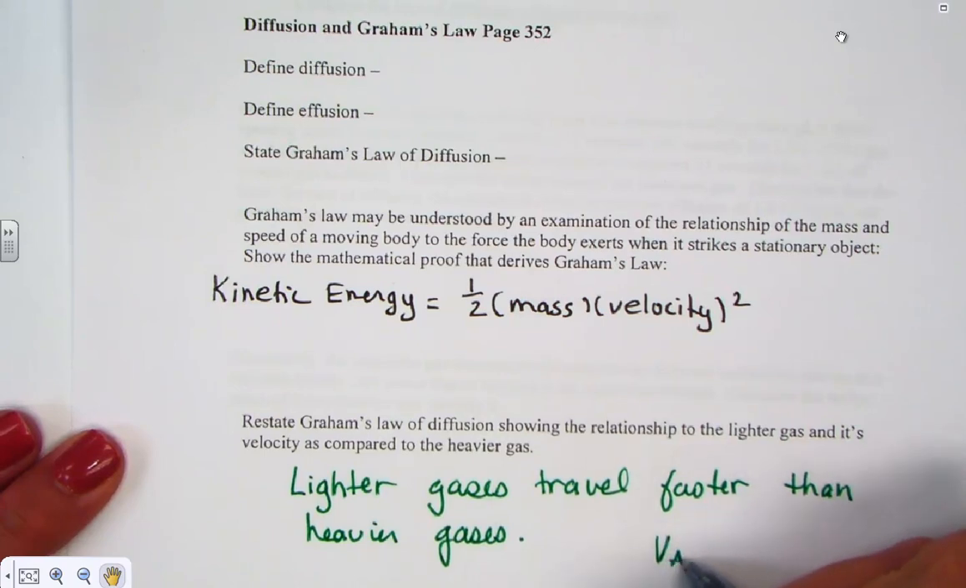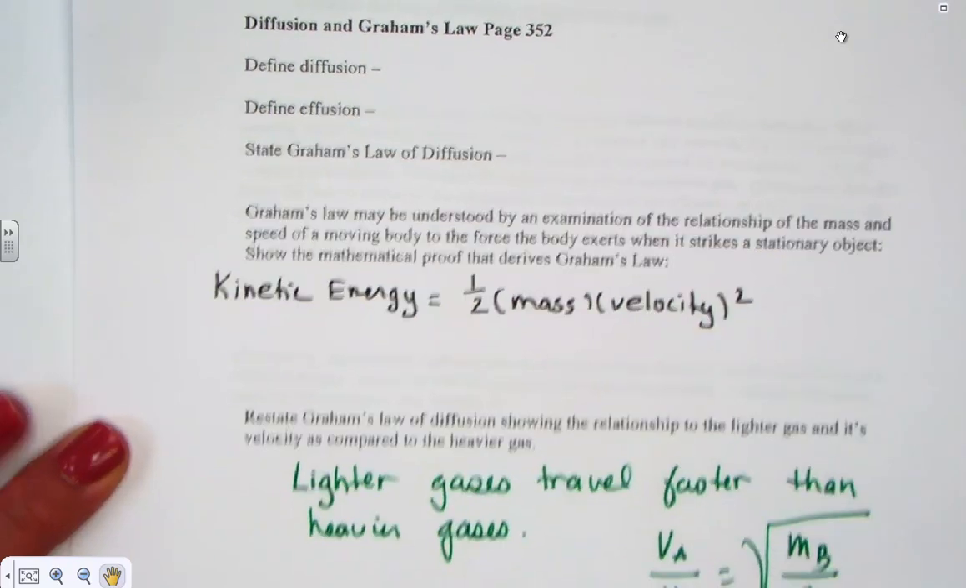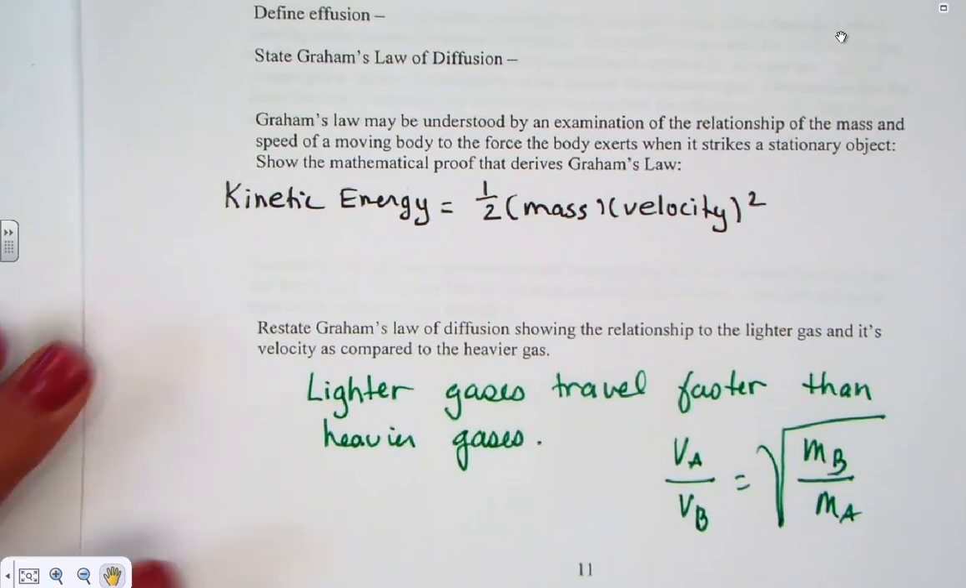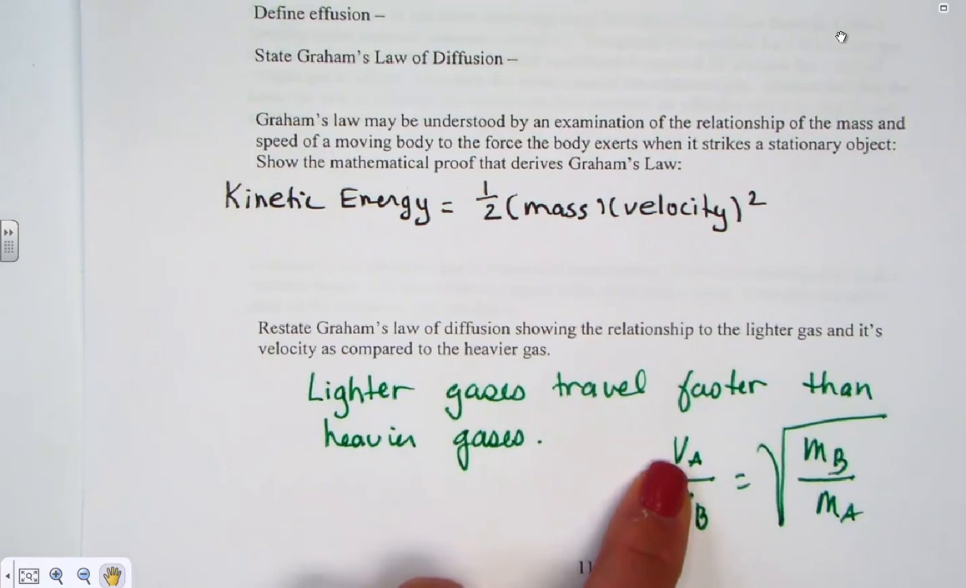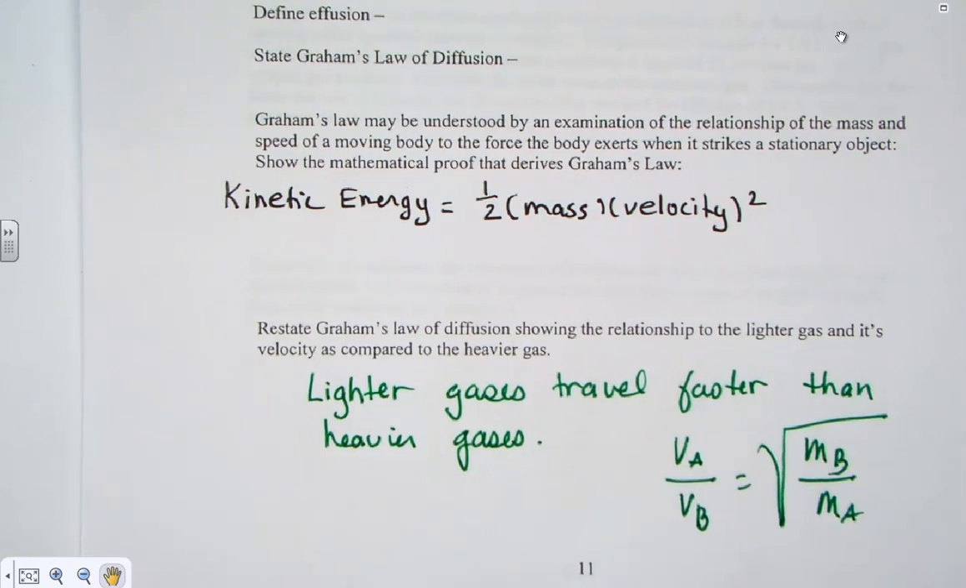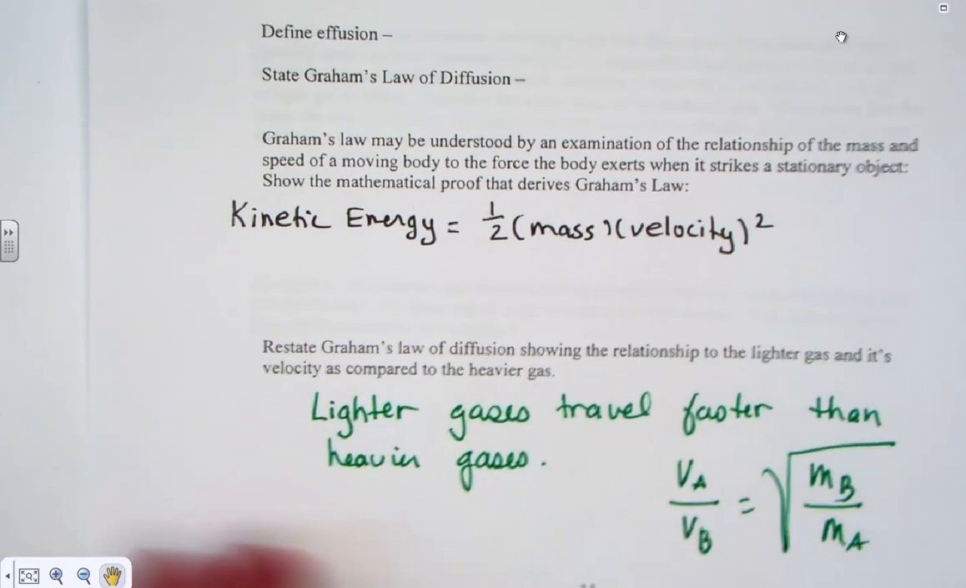The ratio of velocity of a lighter gas to a heavier gas is equal to the inverse of the square root of their molar mass. That's Graham's law. The ratio of velocities. Lighter gas is A, the heavier gas is B. We solve for vA over vB and we get a number. That number tells us how much faster is one gas traveling compared to the other. Let's put it into action. Let's show you Graham's law isn't so scary at all.